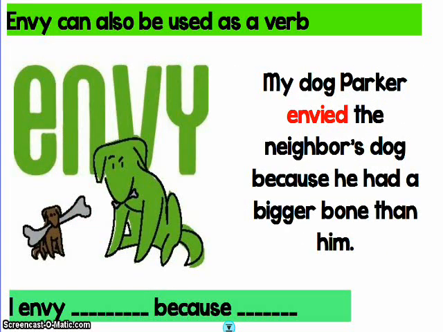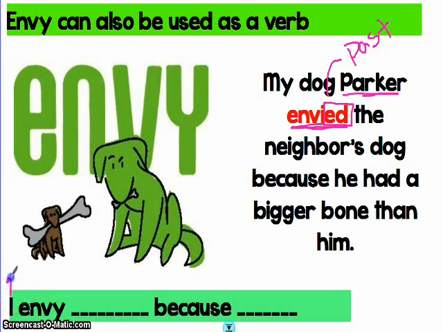The word envy can also be used as a verb. For example, you could say a sentence like, my dog Parker envied the neighbor's dog because he had a bigger bone than him. So in this sentence, I am saying that the subject, my dog Parker, is envying another dog. Notice that I also changed the spelling of the word envy in order to make it the past tense. And usually when you are changing a verb to a past tense, you're adding ed to the end of it. Because envy ends in a y, I also had to change the y into an i and then add the ed.